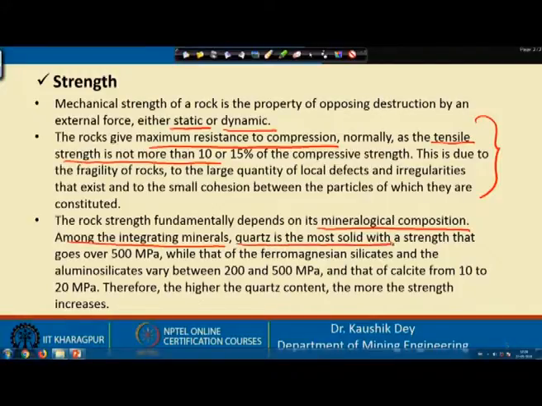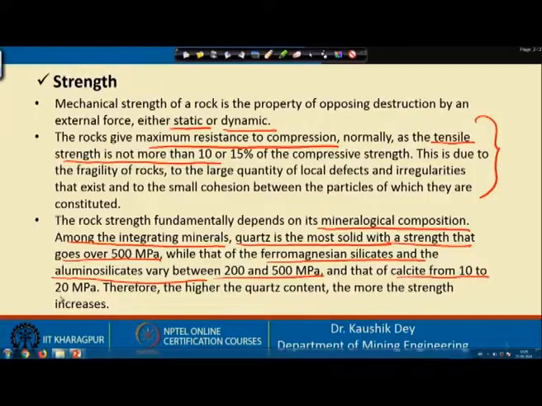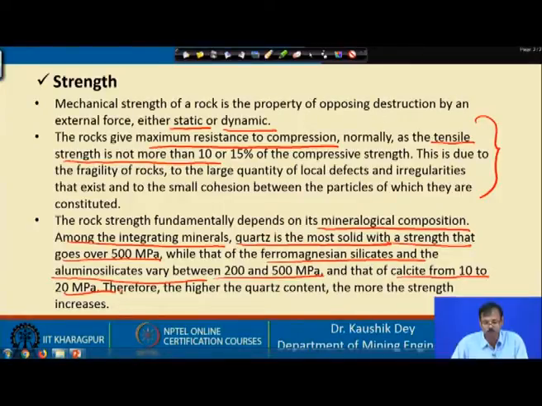Quartz is the most solid with a strength that goes over 500 megapascal, and ferromagnesian silicates and the aluminosilicates vary between 200 to 500 MPa. Calcites are almost the weak rocks, and coal is also a very weak rock. So, basically you can see the compressive strength of the rocks varying from less than 1 to 500 megapascal.